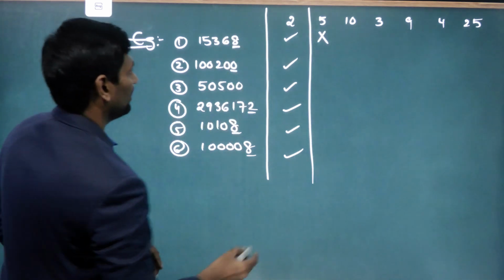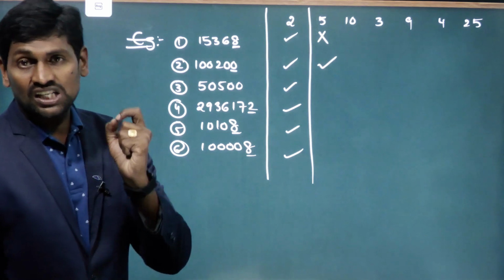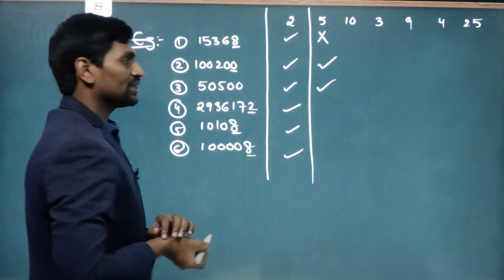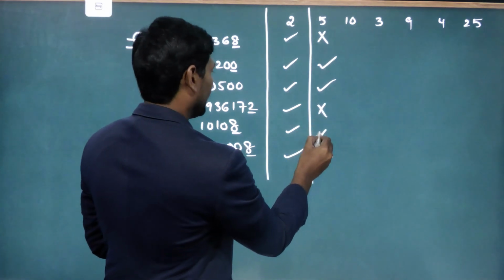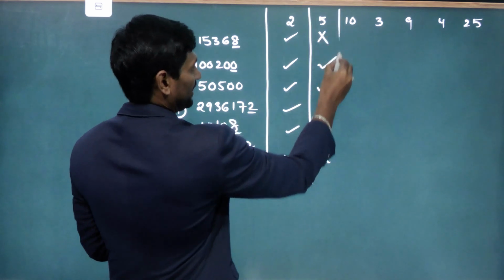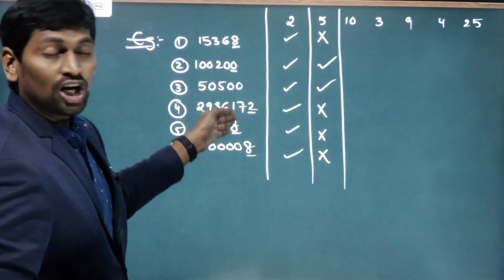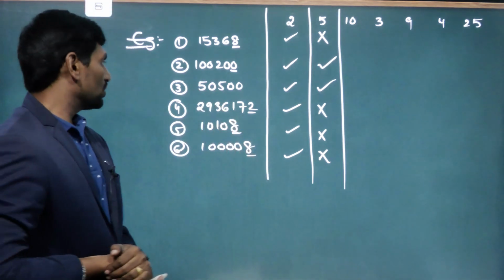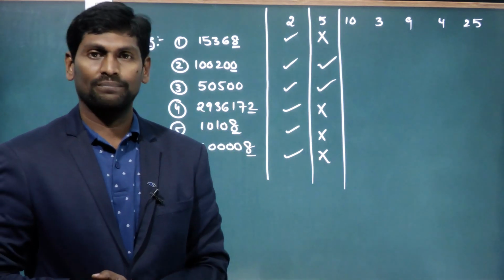Now the second number, yes, it is divisible by 5 because it is ending with the digit 0. Next, the third one is also divisible by 5. The 4th, 5th and 6th are not divisible by 5 because they are not ending with the digits 0 or 5. So we can conclude that those numbers are not exactly divisible by 5. Okay.